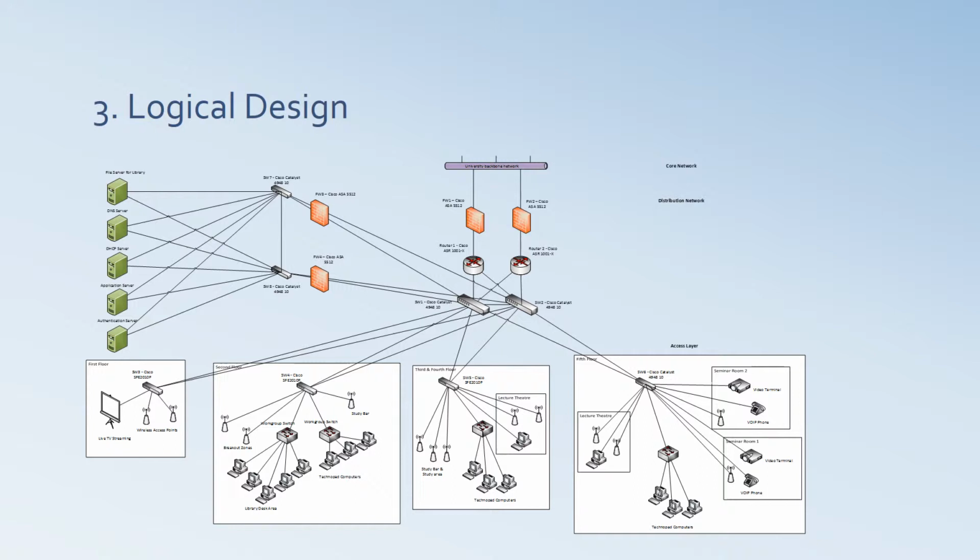The switches in the distribution layer are then connected to respective switches on each floor, and these switches are then connected to the network devices based on the requirements of each floor. For example, on the 5th floor, the user requires a video terminal and also requires voice over IP telephones. So these devices are then connected to the switch on that floor.